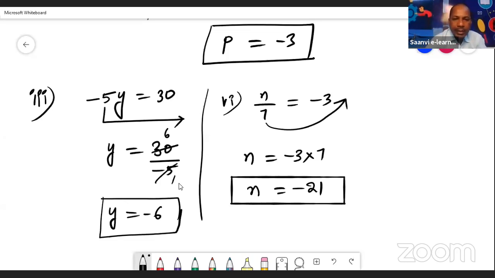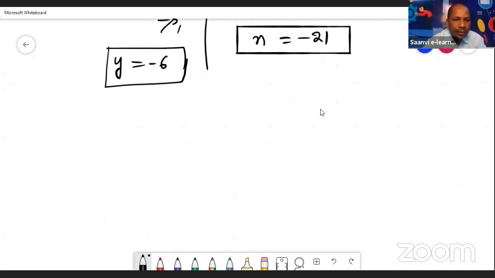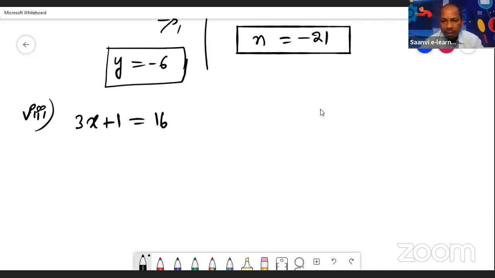Now see the eighth problem. See, eighth question, it is given 3x plus 1 is equal to 16. Here the given variable is x. This value we have to find out.